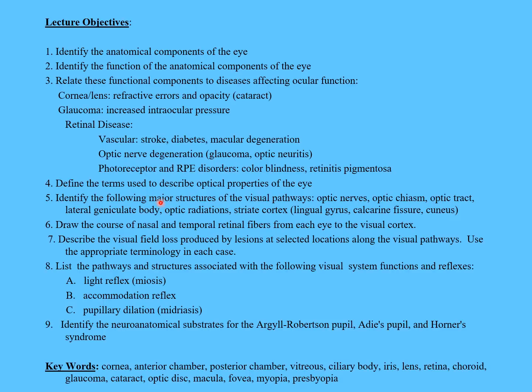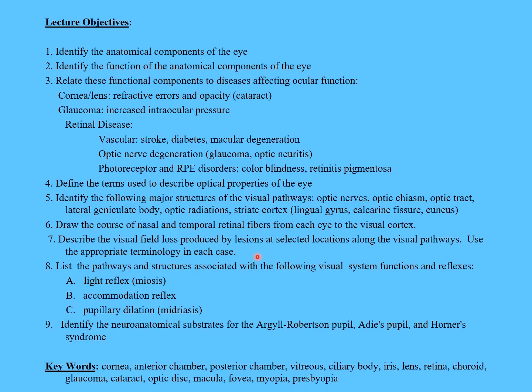We'll identify the major structures in the visual pathways, starting out in the retina, going into the optic nerves, the optic chiasm, the optic tract, the lateral geniculate, optic radiations, striate cortex, which include the lingual gyrus, calcarine fissure, and the cuneus. We'll draw the course of the nasal and temporal retinal fibers from each eye to the visual pathway, because they get divided up at the chiasm and go to separate hemispheres.